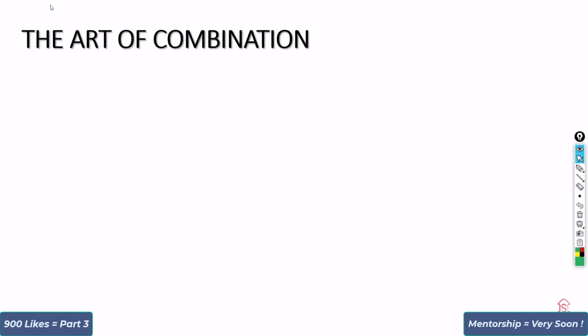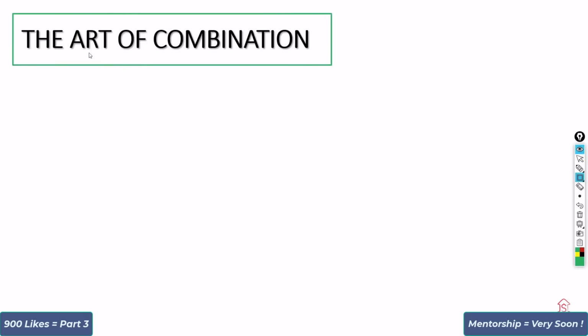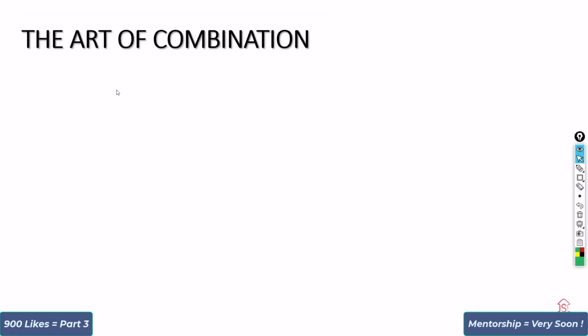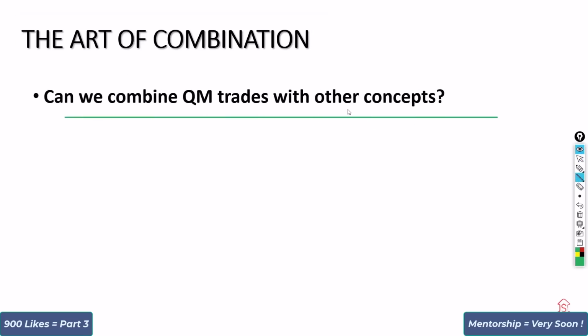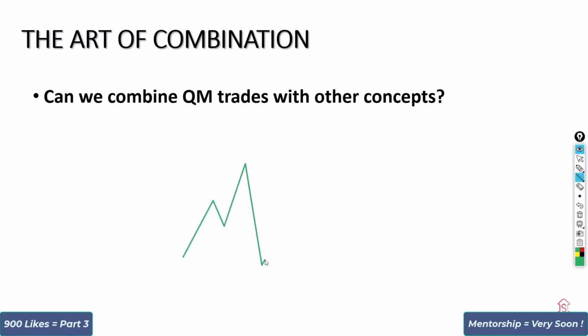All right, now it's time for the art of combination. So the question is, can we combine QM trades with other concepts? I would say, sure, you can. Of course you can, because the candlestick chart has a very huge flexibility in terms of different things happening in the market. You might imagine that the QM level is something rare, so how do I find something to combine? I will give you an example.